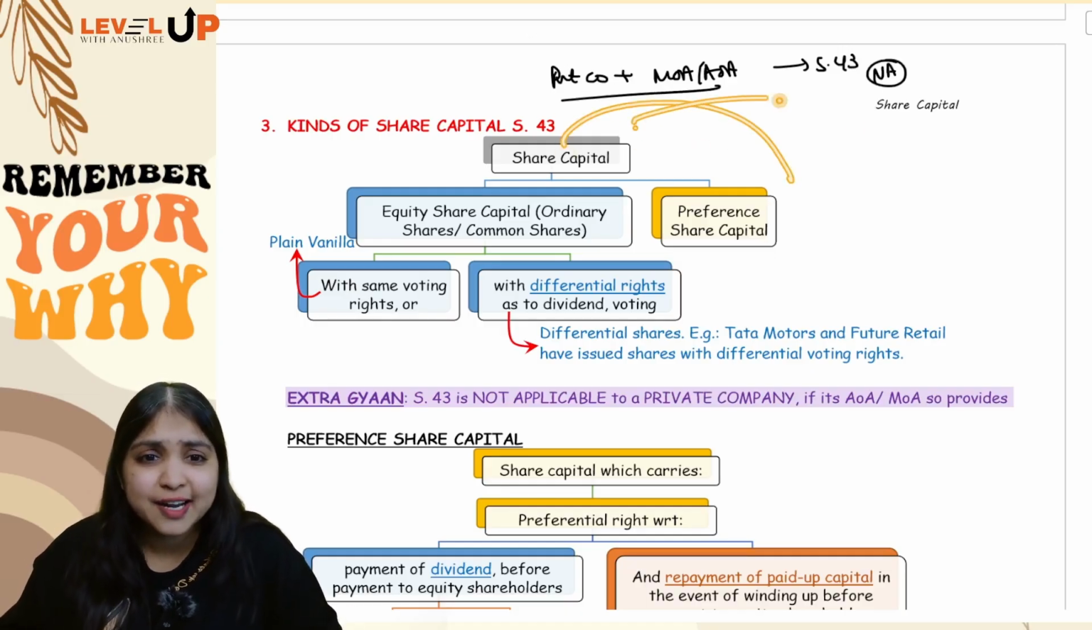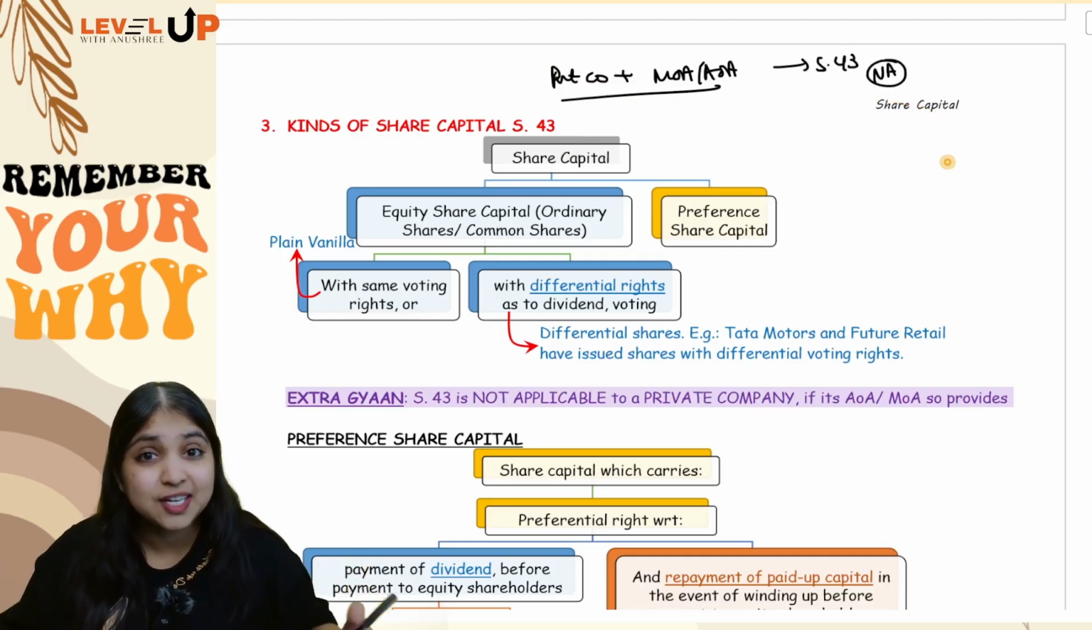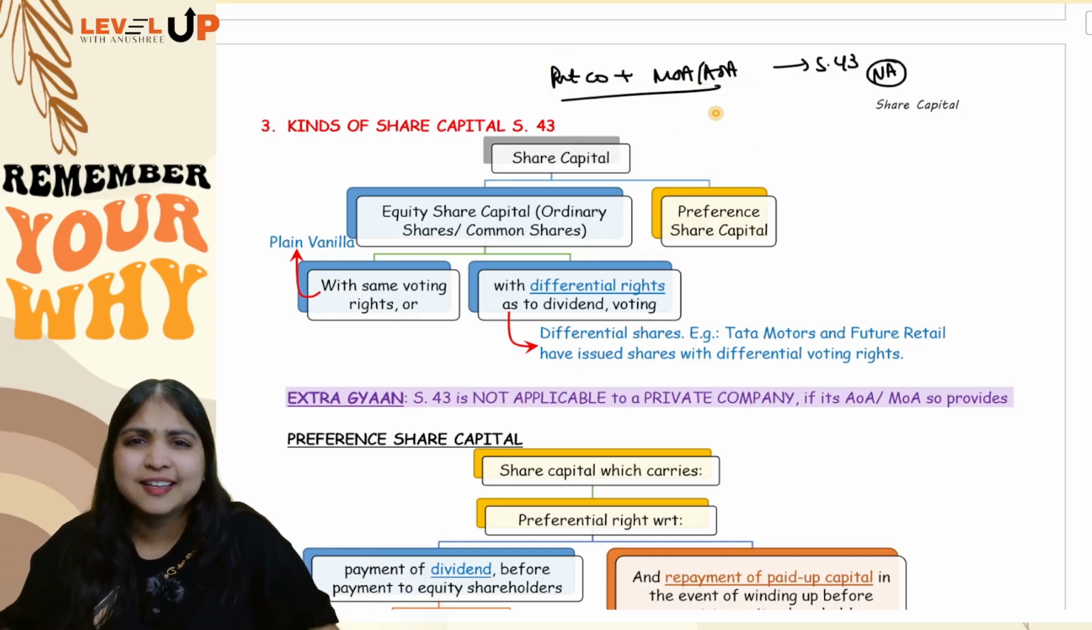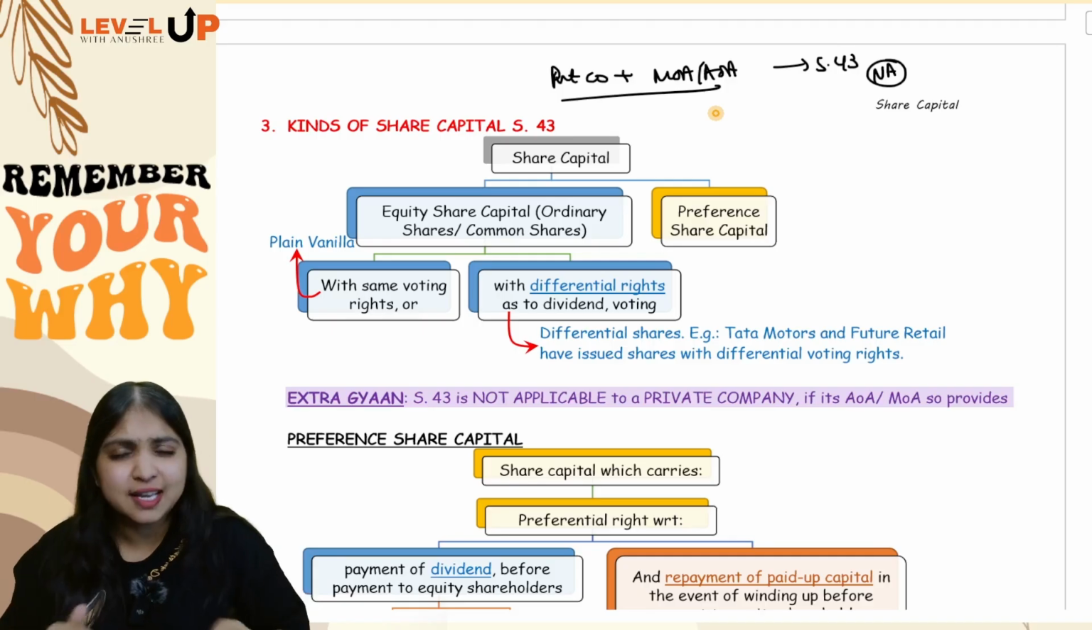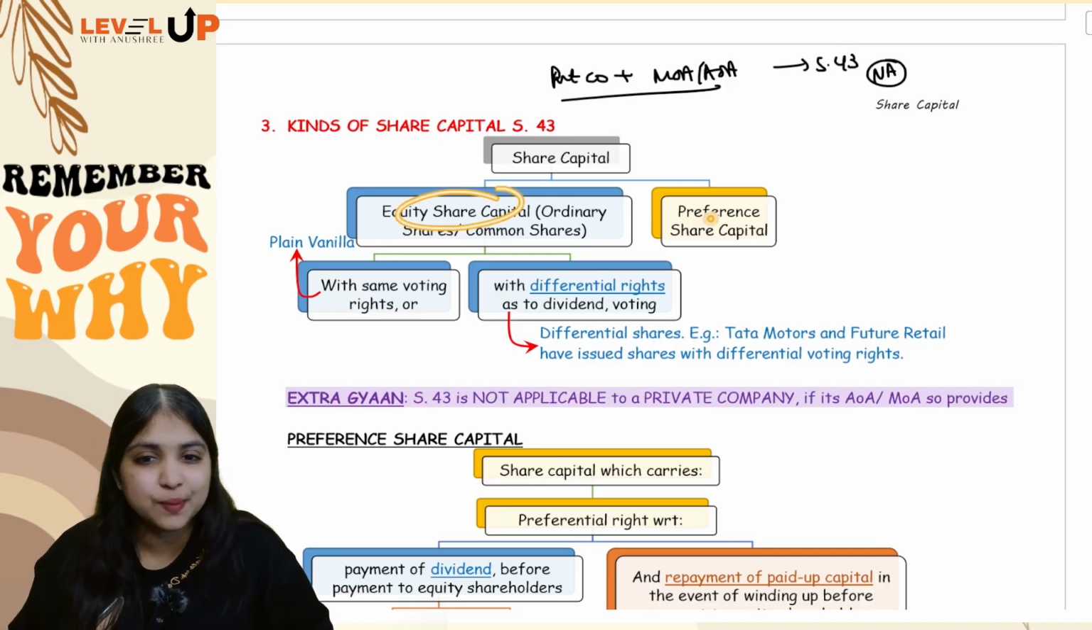They can have a third kind of capital, a fourth, fifth, sixth kind. For them, they have their own creativity, they have their own freedom. These kind of companies, they are not bound by section 43. They can have any kind of capital. But generally, section 43, whenever it applies, says that there are two kinds of capital, equity and preference.